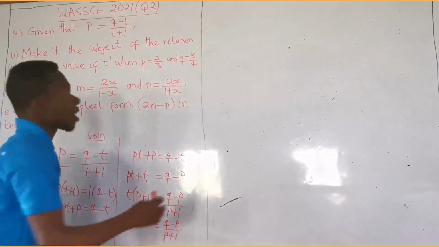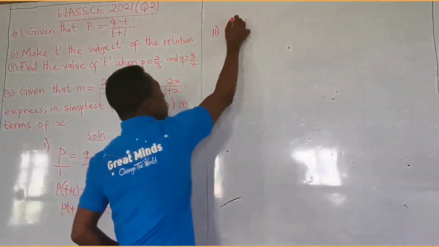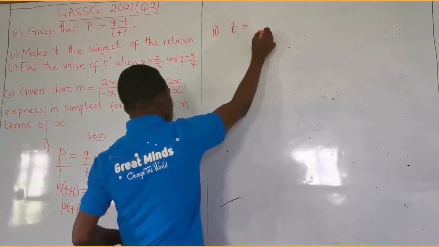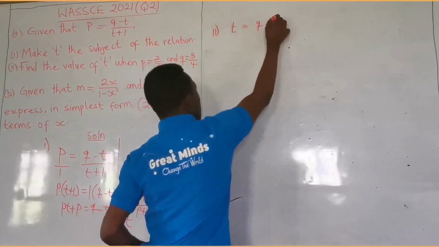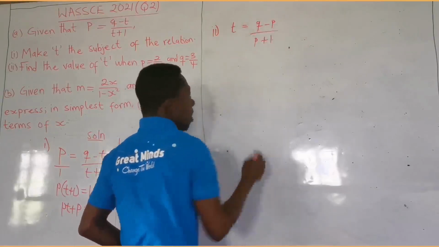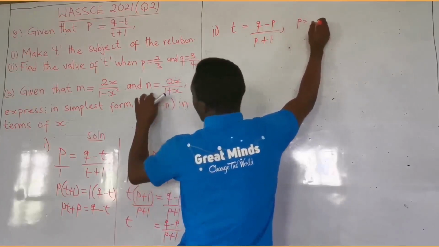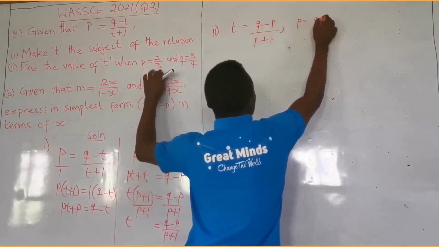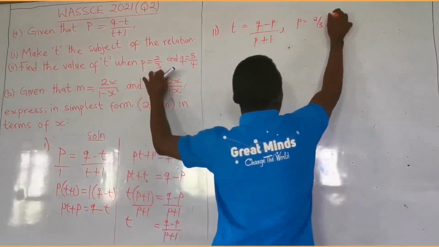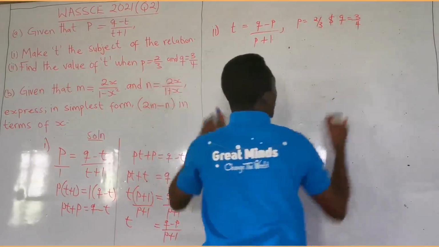So let's see for that one too. So I have here, we know t is equal to (q minus p) all over (p plus 1). And we are aware that p is equal to what? p is equal to 2 out of 3. And q is equal to what? 3 out of 4, right?